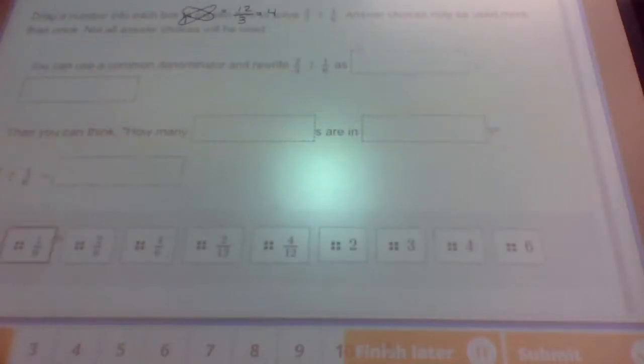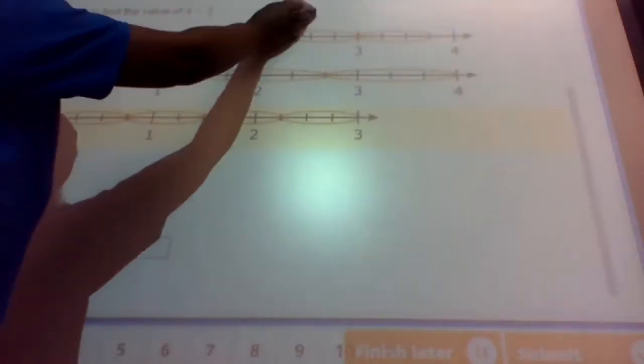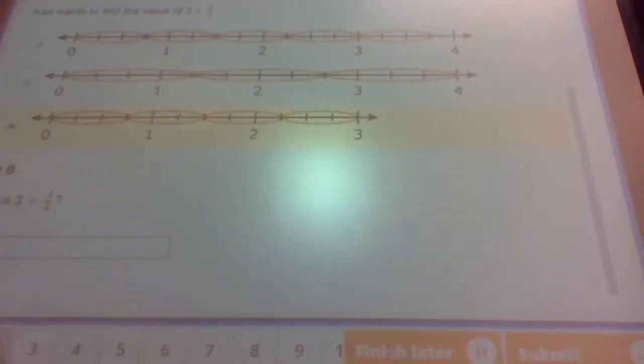Okay. No, you can't. You wouldn't be able to put the fraction there because the computer doesn't recognize the fraction. You need the whole number. All right. Question 2.